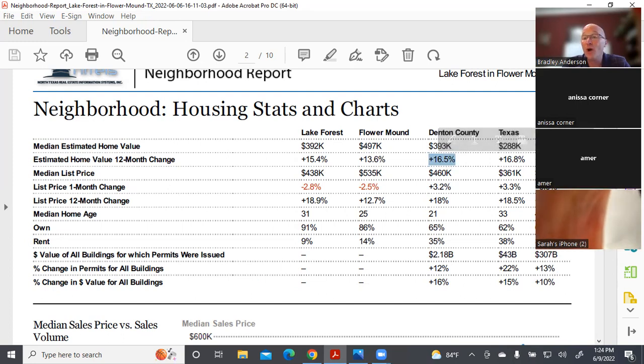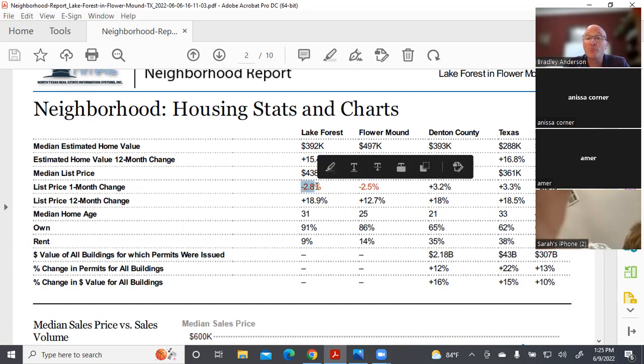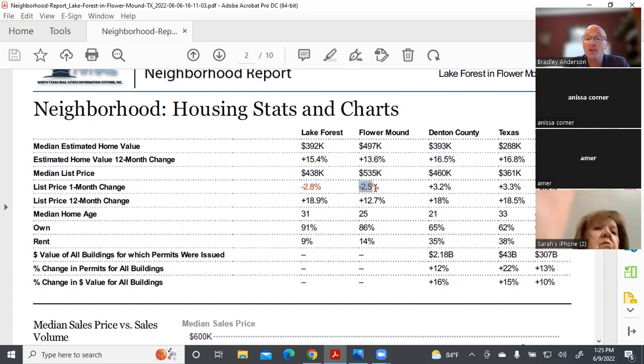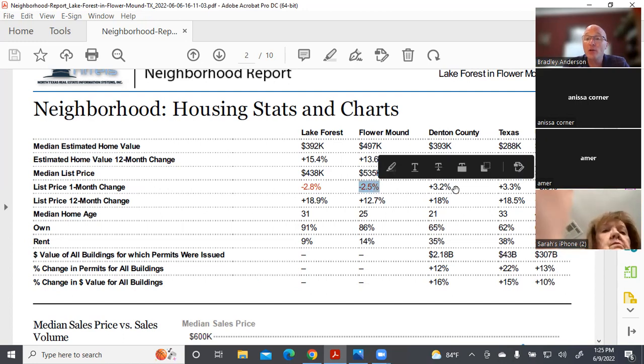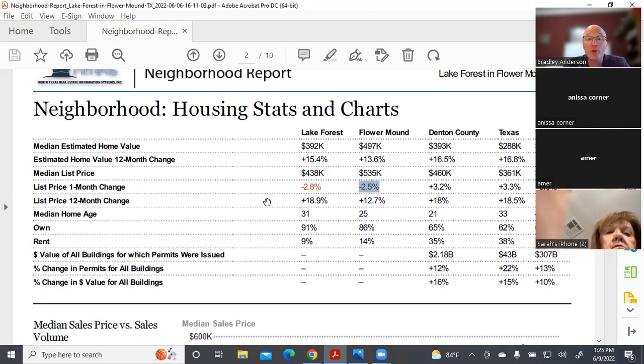Nationwide, it's going to be tough because you've got California and Florida and New York City that overinflate those numbers. The same can be said for the median home list price and the list price 1-month change. It's actually gone down about 3% as compared to the town, and so on. So it is trending down as compared to the 12-month change, which is up 19%.